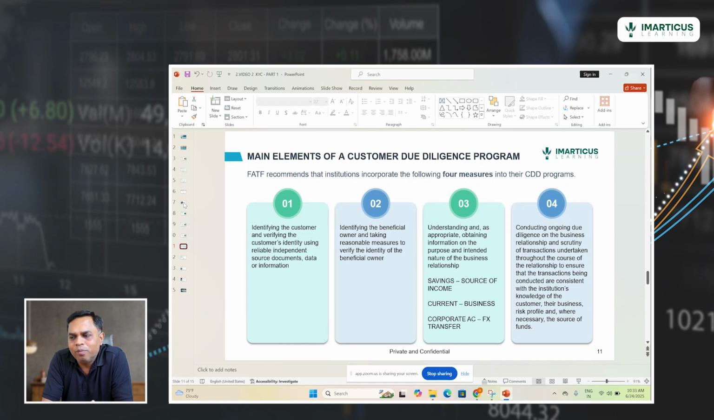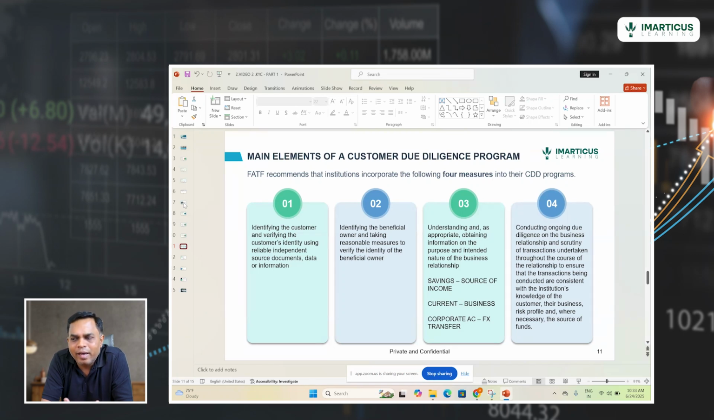Now we have seen what a customer identification program is. Now let's look into the customer due diligence program. So this is the second aspect. What is customer due diligence, which is called CDD? Basically it is a detailed background verification of the client.